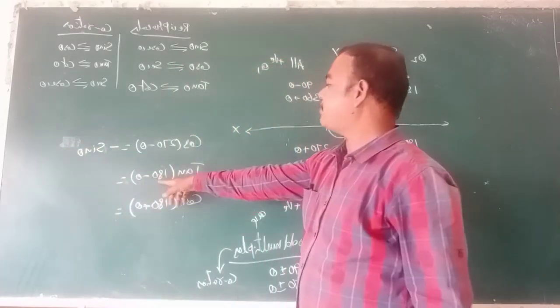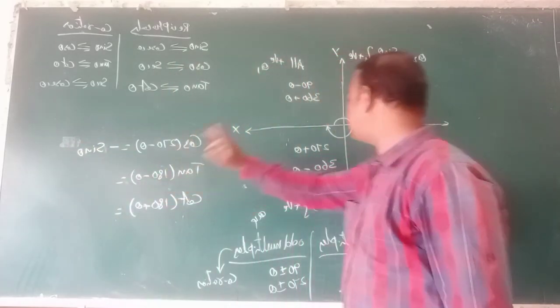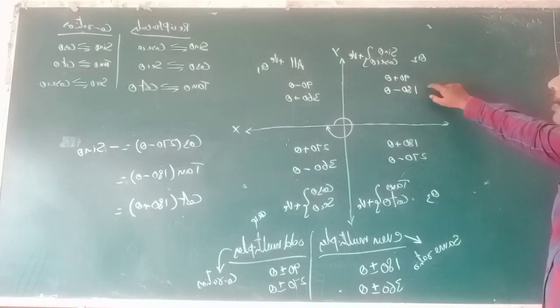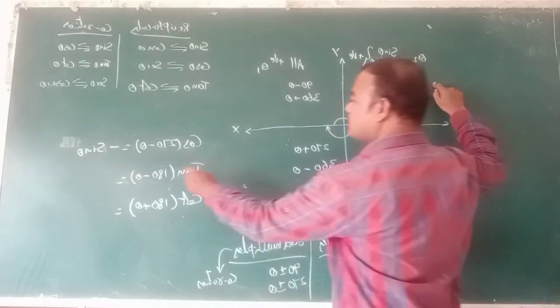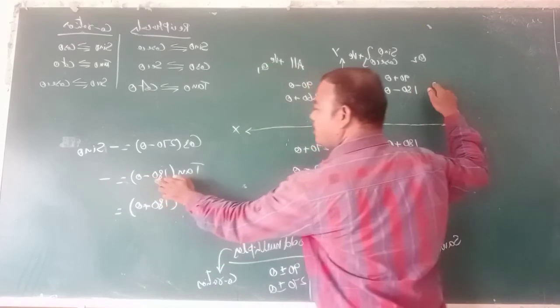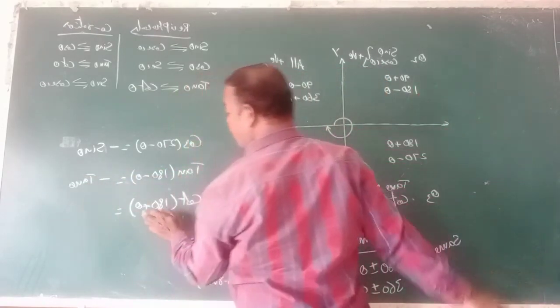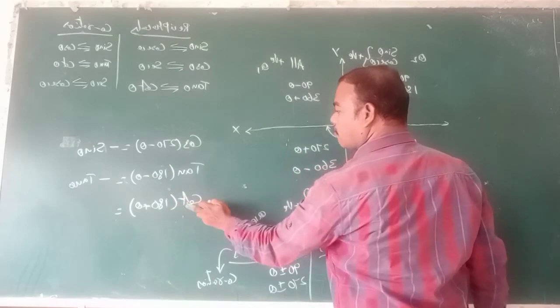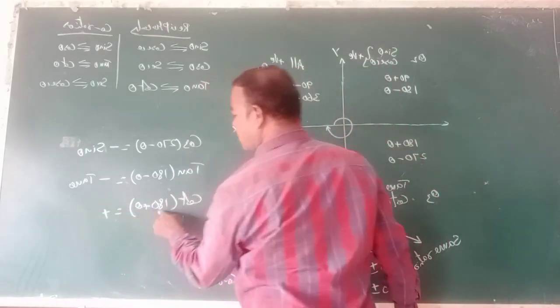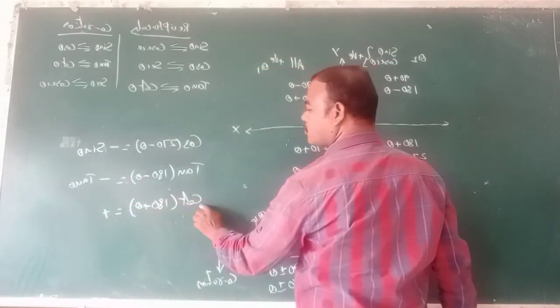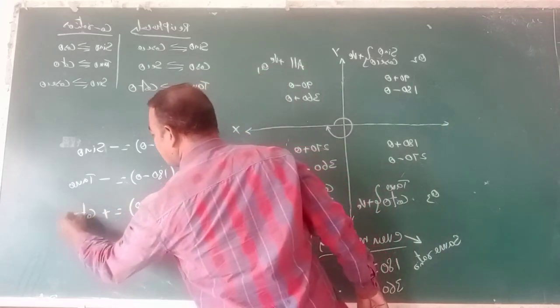Now tan 180 minus theta. Tan 180 minus theta goes to the second quadrant. In the second quadrant tan is minus, and 180 is even. So with even, tan becomes tan theta. Now cot 180 plus theta is in the third quadrant. In the third quadrant tan part is positive, plus 180 is even. Even means the same ratio will come. So it is cot theta.